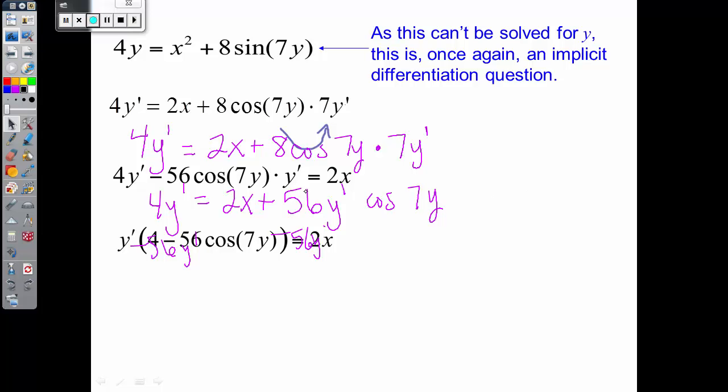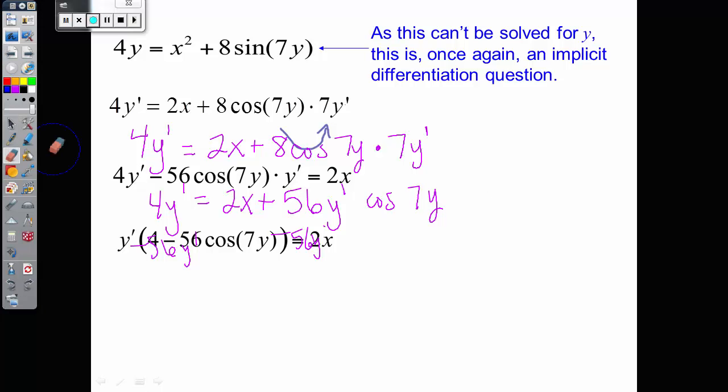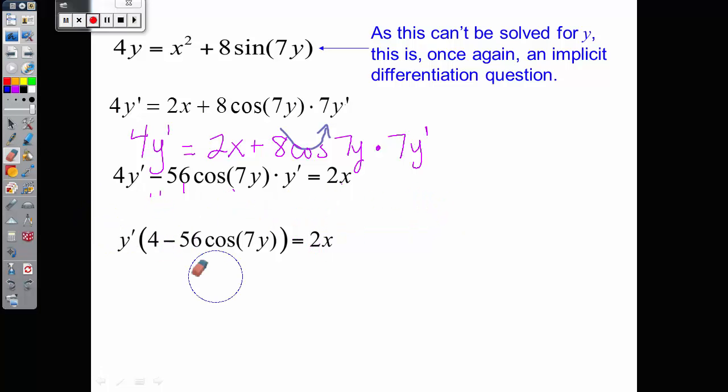Oh, right. My math was horrible. Hold on. Can I go back? No. This is one big term that's all being multiplied together, so you can't just subtract the 56y prime. You have to subtract the whole thing. Sorry about that. Okay.